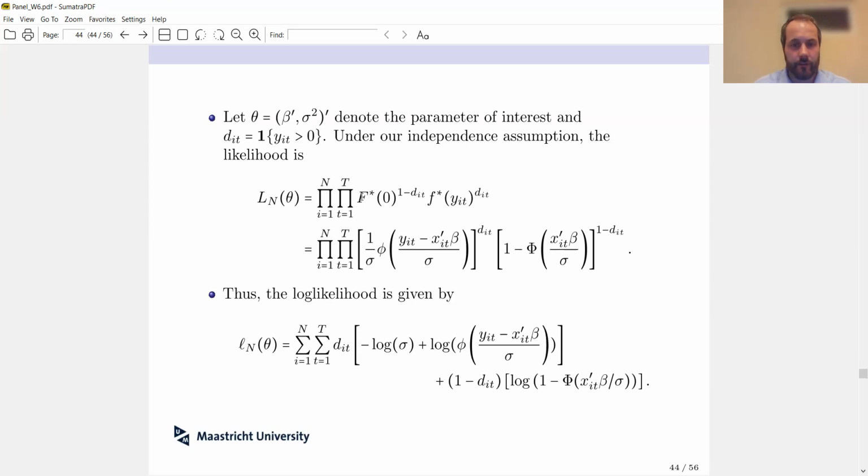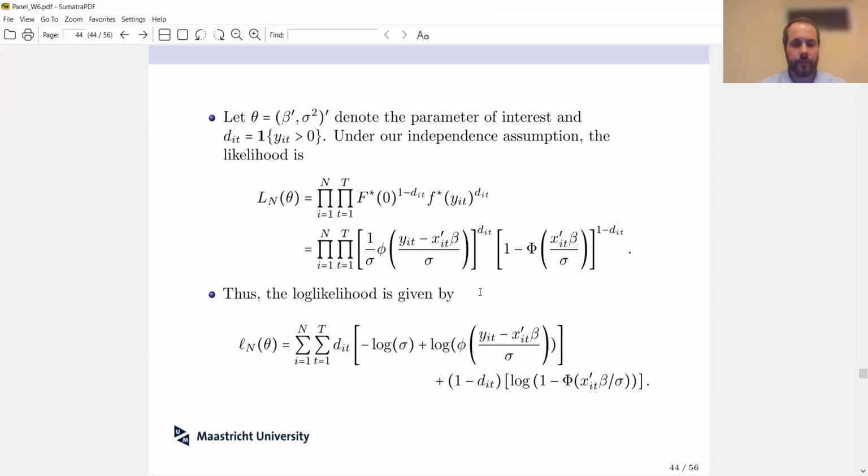So from here to here, this is simply using the fact that you can transform a normal distribution with mean mu and sigma squared to something times the standard normal CDF. That is a standard result. And then we simply take logs, so all the products turn into sums, and that's what you get.